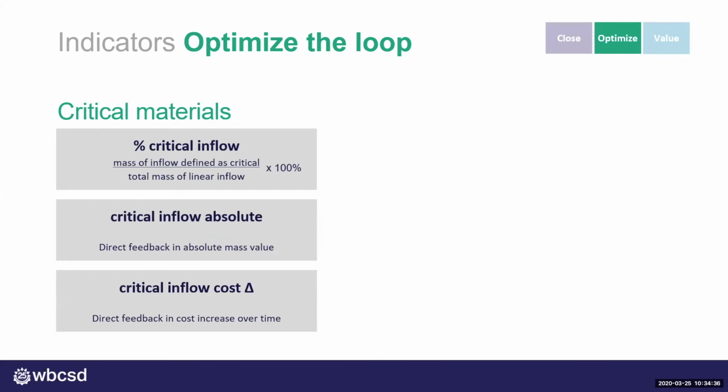The second module is to optimize the loop and currently consists of 2 parts: critical materials and recovery type. Critical materials are materials that are prone to become scarce in the relative near future, have an economic importance, and are hard to substitute by other materials. There are lists, for example, in the EU and the US, but also some countries have lists on national level.